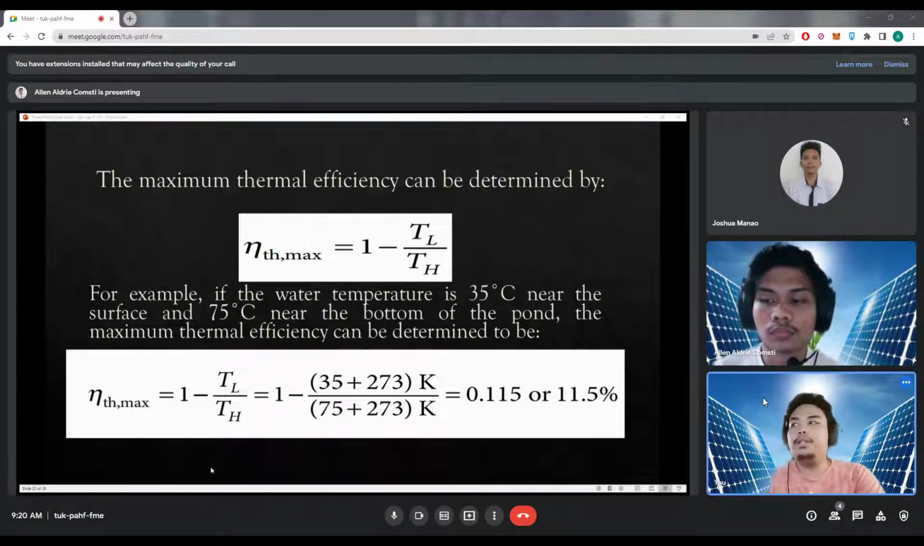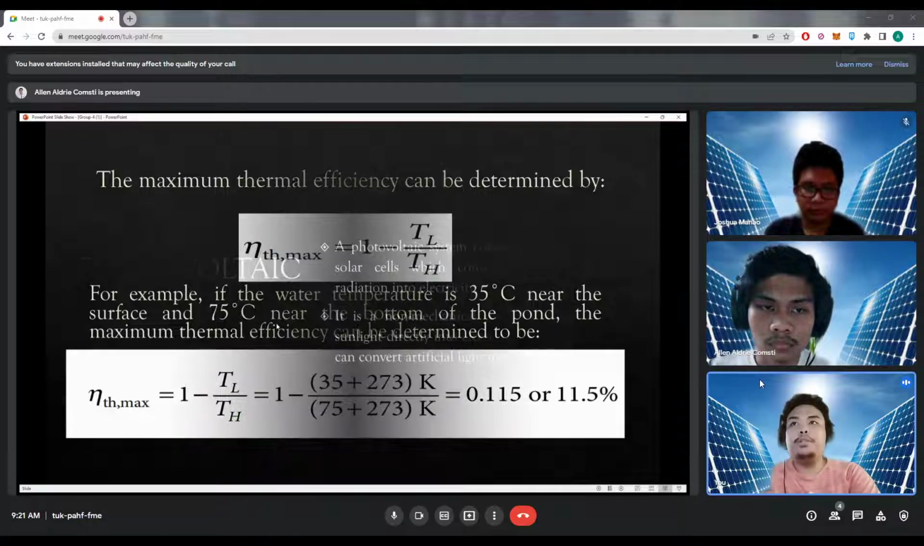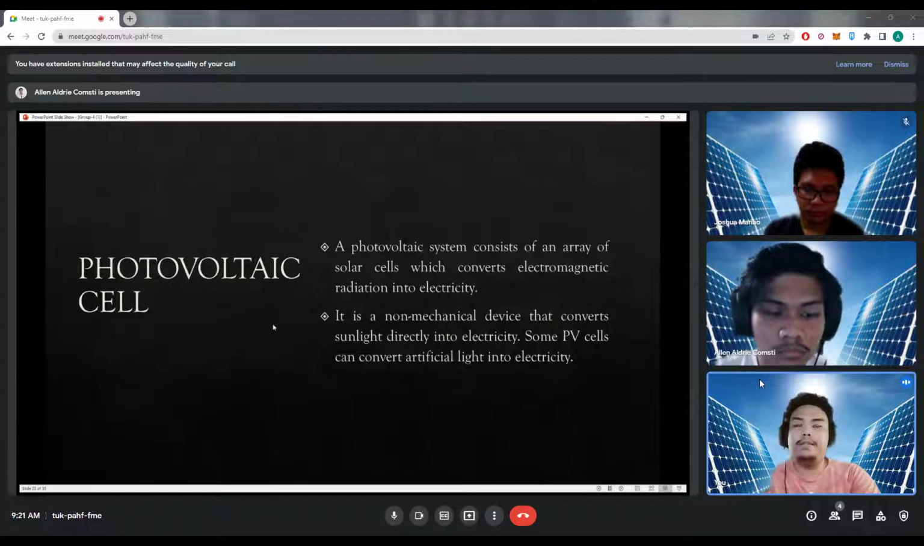For example, if the water temperature is 35 degrees near the surface of the pond and 75 degrees at the bottom, the maximum thermal efficiency can be determined to be: maximum thermal efficiency is equal to 1 minus 35 converted to kelvins over 75 converted to kelvins, times 100, which is equal to 11.5%. So actual thermal efficiency will be less than this value.